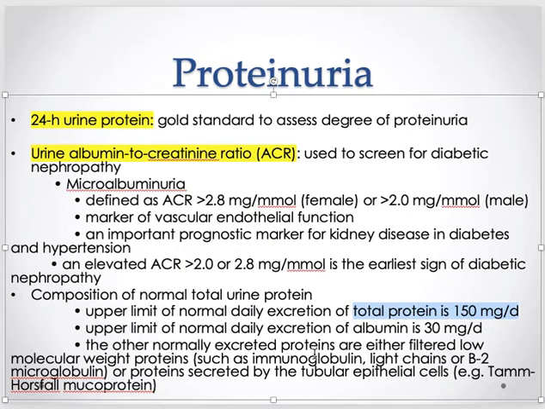The other normally excreted proteins are either filtered low molecular weight proteins like immunoglobulins, light chains, or beta 2 microglobulins, or proteins secreted by tubular epithelial cells, called Tamm-Horsfall mucoprotein. Very good. The previous lectures were about multiple myeloma. In multiple myeloma, if you remember, there are light chains which start appearing in the urine. There are Bence Jones proteins as well.